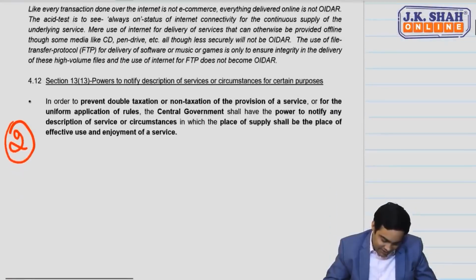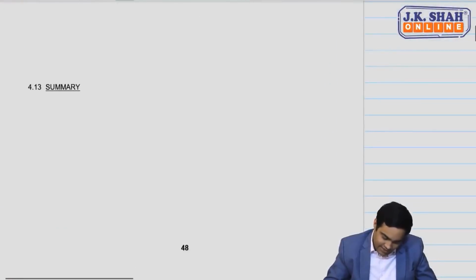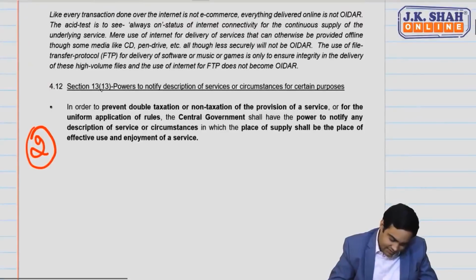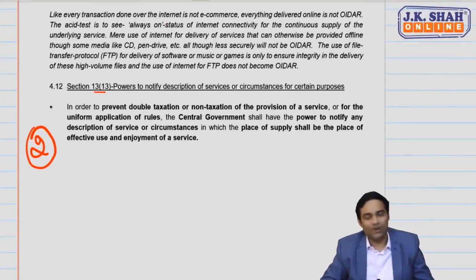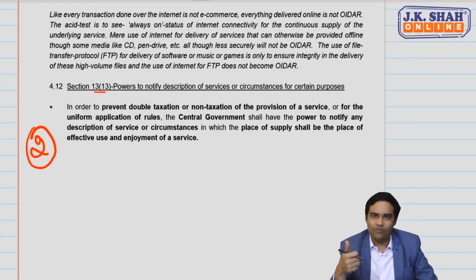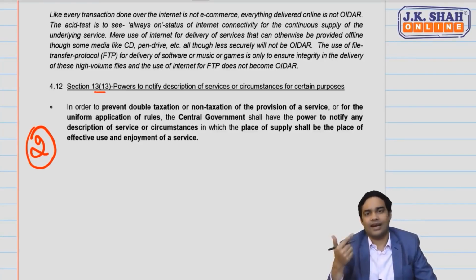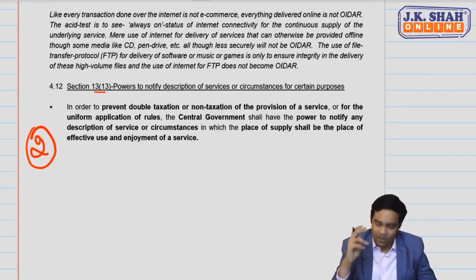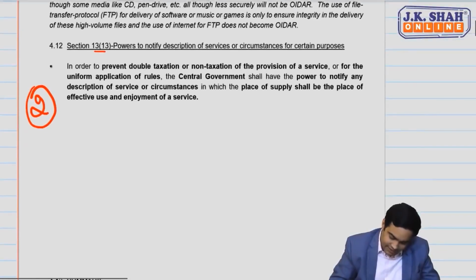Now come to page number 48. Now page number 48, 13(13). There's a power where government can notify the place of supply. Already two services are there in this. Maintenance, repair, overhaul of aircraft, and second one was research and development related to pharma industry. In both the cases, place of supply will be location of recipient. Now, a third point has been added.